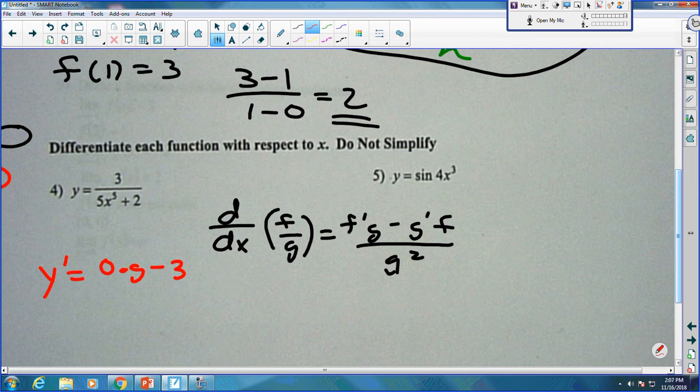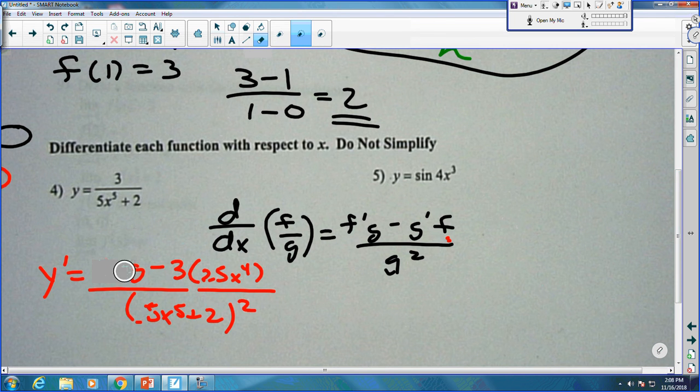Now I have 3, which is f. I just put the f there, times the derivative of the bottom. How about 25x to the 4th? All over the bottom squared. And if I want just to get rid of the 0, I'm going to do that. There's the answer: negative 75x to the 4th over 5x to the 5th plus 2 quantity squared. All right?